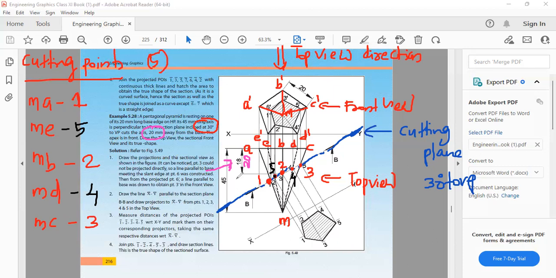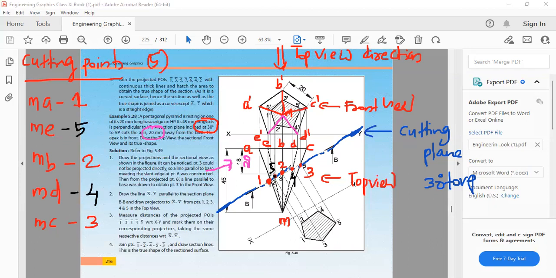Okay, so this is the cutting point marking. So 1, then 5, then 2, 4, 3. So 1, 2, 3 are visible slant edges, then 4 and 5 are invisible. Invisible means you can say dotted line. So the invisible slant edges are M'E' and M'D'. These two slant edges are at the bottom, whereas MA, MB, MC are at the front side.